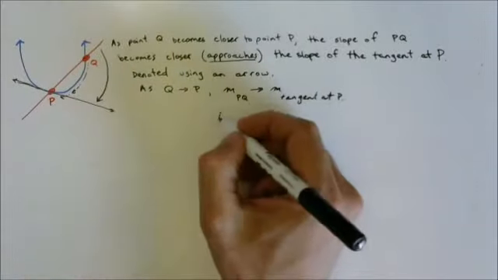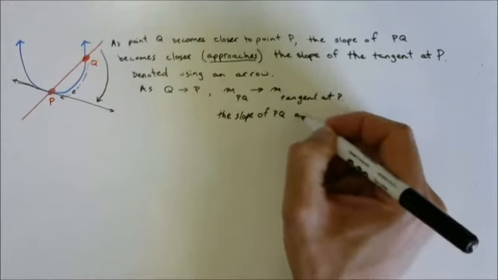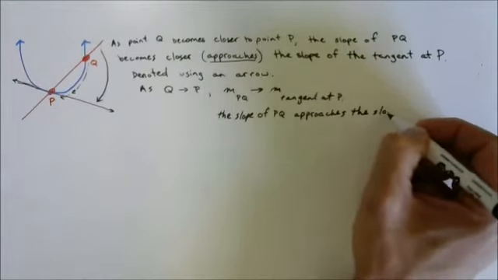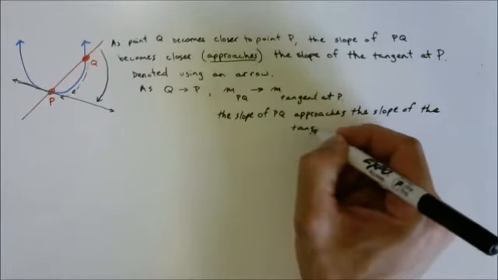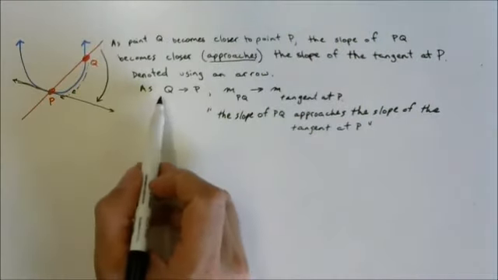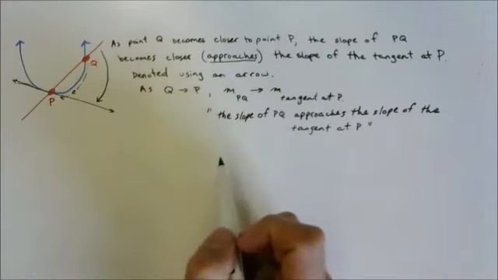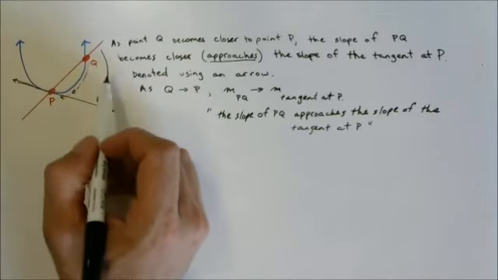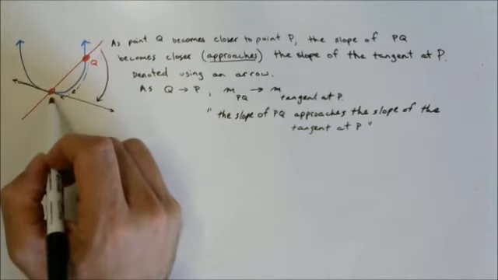In English, the slope of PQ approaches the slope of the tangent at P. As Q approaches P, the slope of PQ approaches the slope of the tangent at P. So the average rate of change, indicated by the slope of PQ, gets closer and closer and closer to the instantaneous rate of change, represented by the slope of the tangent at P.